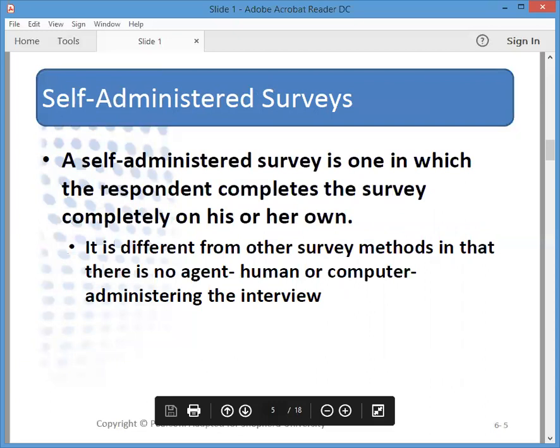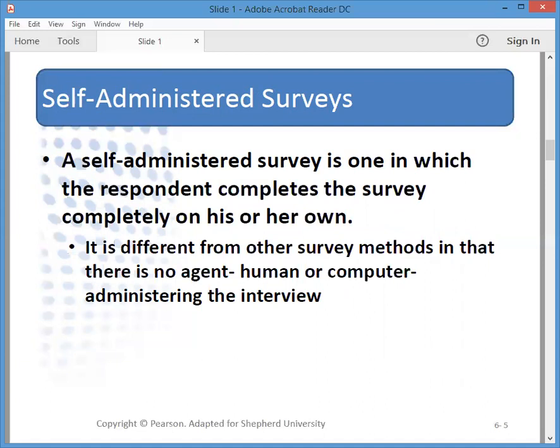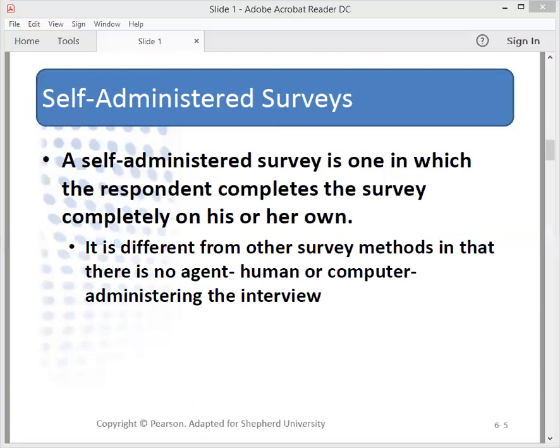A third type of survey is a self-administered survey, and that's where the respondent completes the survey on their own. It's different from other surveys in that there's no agent, either human or computer, helping with the interview. Some of the advantages of self-administered surveys are reduced cost, the respondent's in control, and again, there's no interview evaluation apprehension.